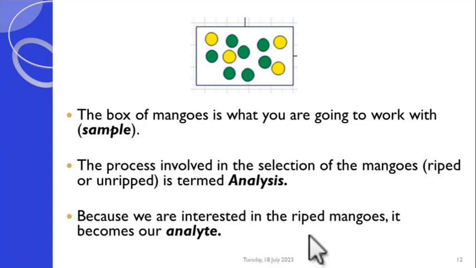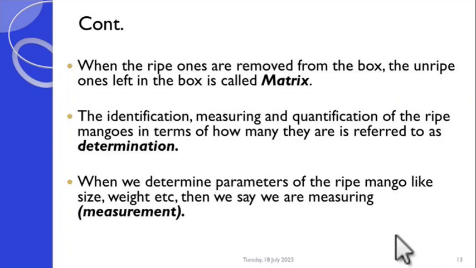Now, once we are able to take out the ripe mangoes from the box, whatever is left in the box becomes our matrix. Say the word again, matrix. M-A-T-R-I-X.